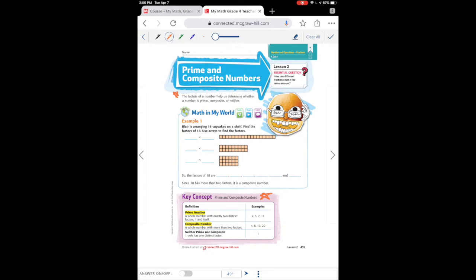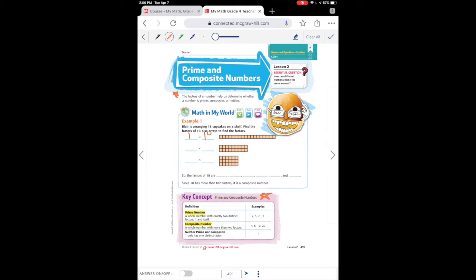Example 1. Blair is arranging 18 cupcakes on a shelf. Find the factors of 18. Use an array to find the factors. We know that an array is a picture that sets up a number for us. So there are 3 different ways that Blair has made an array of 18 cupcakes. The first one is she has one row with 18 cupcakes in it.